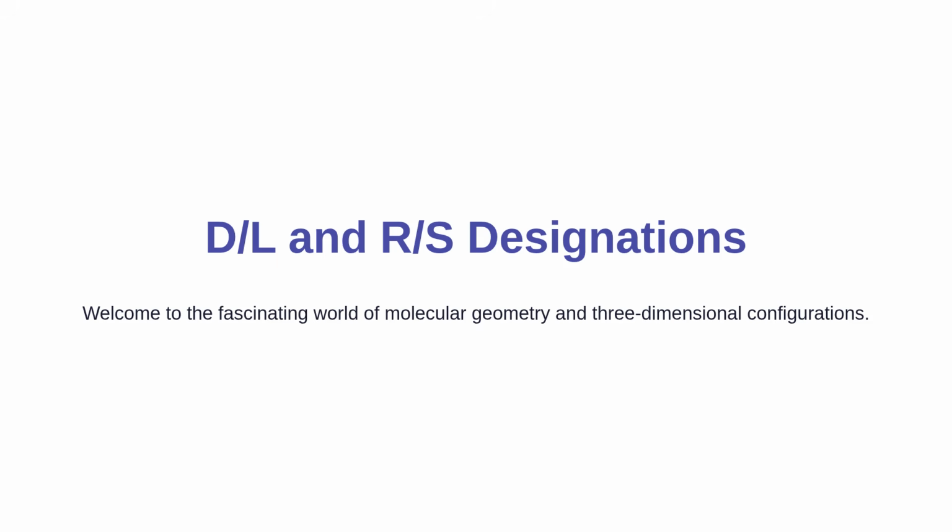We will start with the historical D and L system and then move to the modern R and S system. By the end of this video, you will be able to look at any chiral molecule and confidently name its exact configuration. Let us dive in.